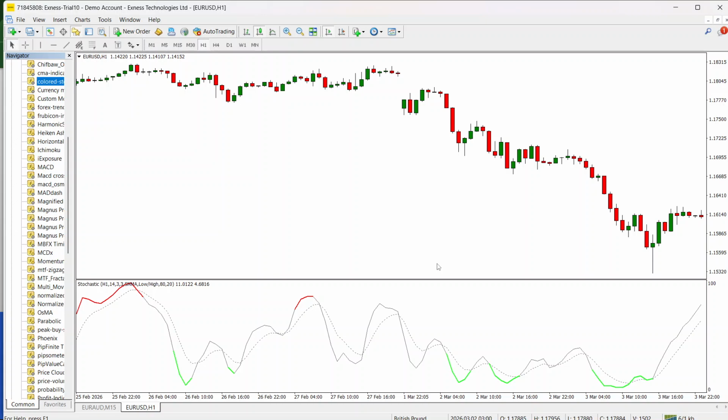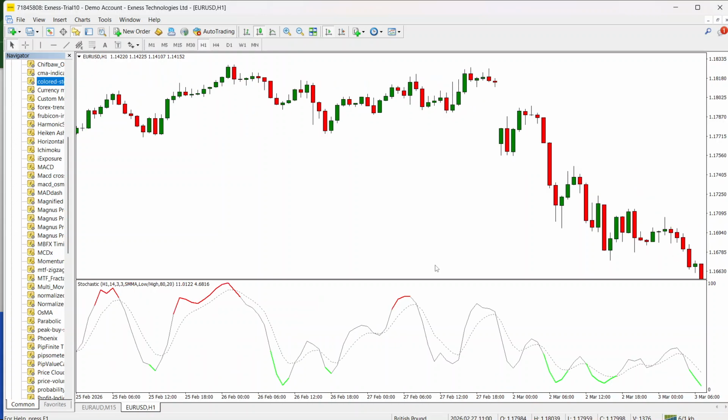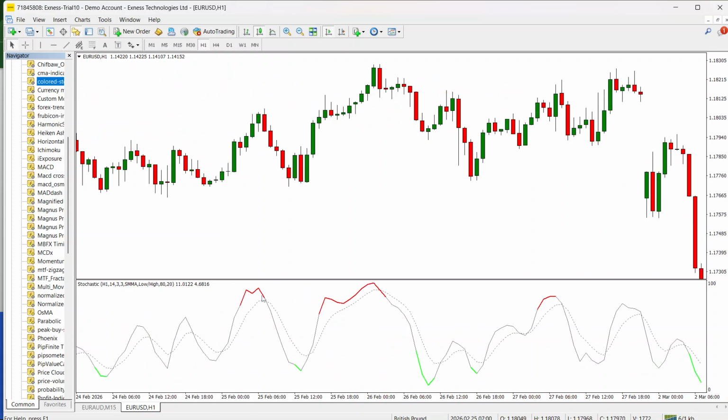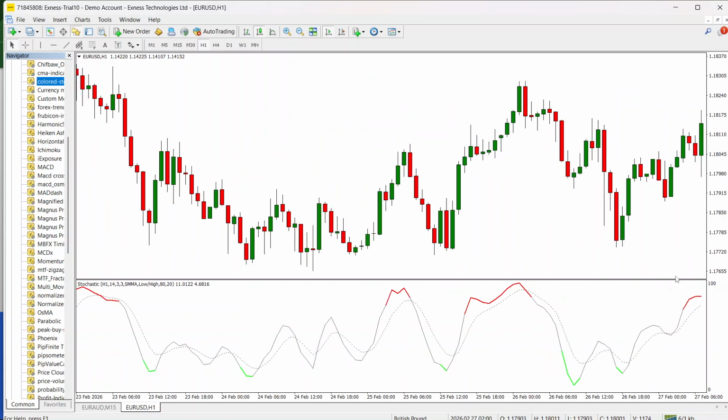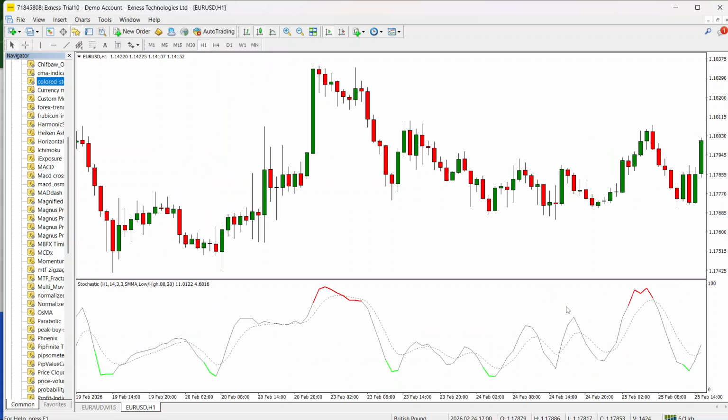On MT4 and MT5, the Colored Stochastic indicator appears in a sub-window as the familiar %K and %D stochastic lines moving between 0 and 100, but the lines change color depending on where they are, as you can see on the screen. When readings are above the overbought level, commonly 80, the line switches to one color, often red, to show strong downside condition, as you can see here, indicating a bearish momentum.